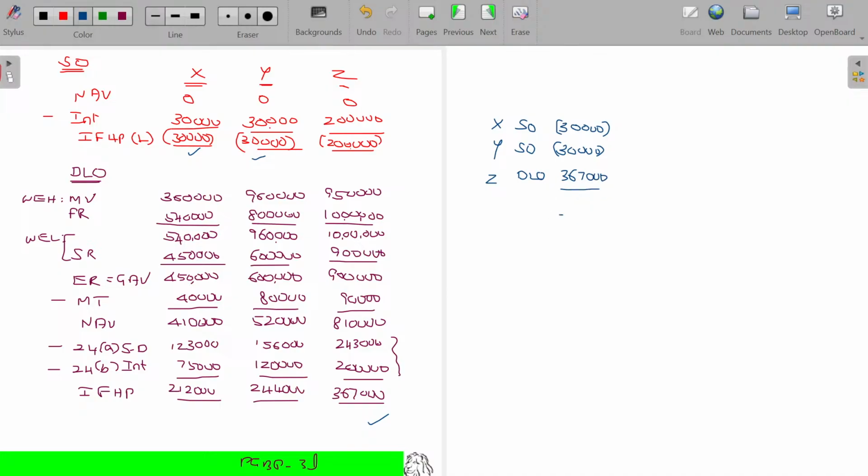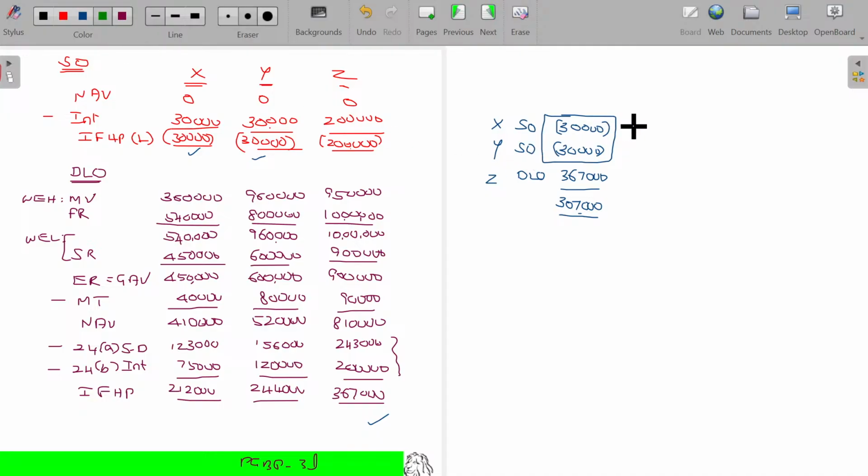Then the ultimate value: any number of house properties can be used for self-occupancy, but the overall limit for interest deduction is 2 lakhs only. So 30 plus 30 put together, it's only 60. So we can claim the entire 60 as the deduction. So 3,07,000 will be the taxable income from house property under this option.